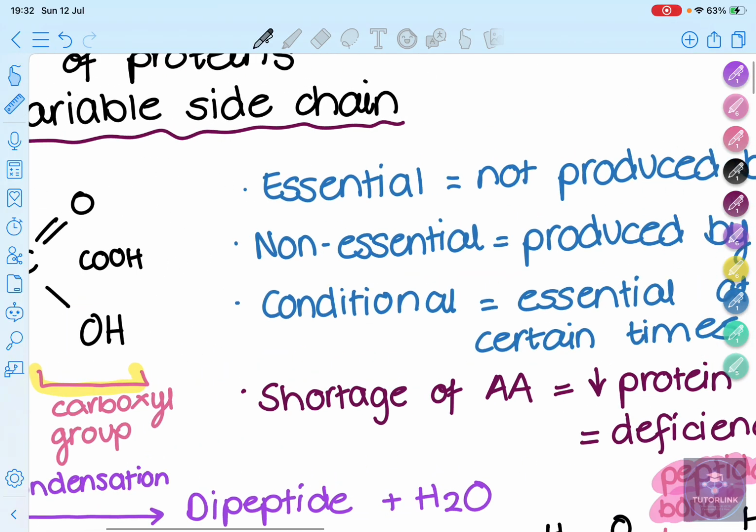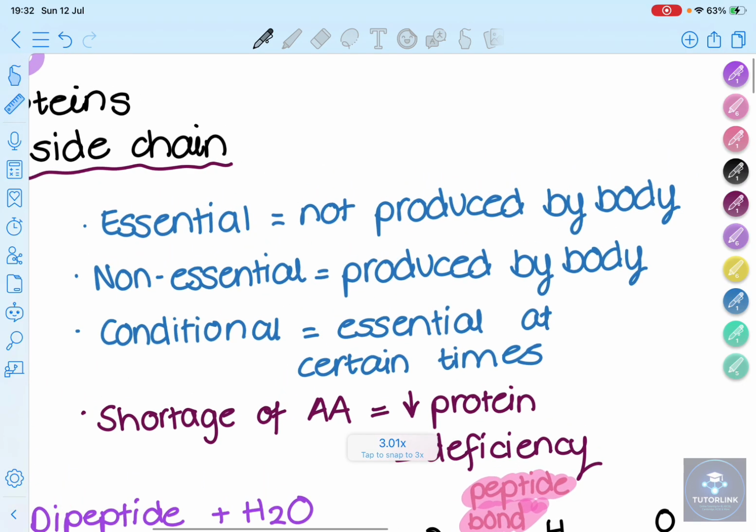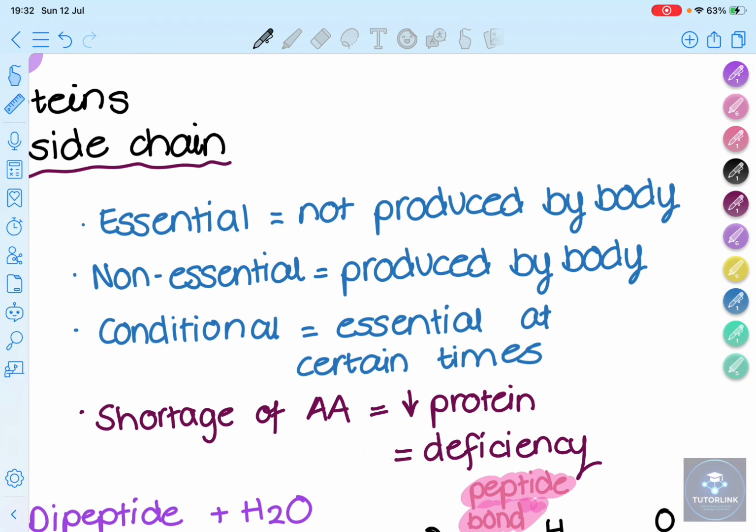Okay, so when we look at the types of amino acids, we basically have three types. First of all, we have essential amino acids. They're essential, meaning that we need them in our diet because they are not produced by the body. So because we don't produce them, we need to get them from the food we eat. That's why they're called essential. Next type is non-essential. So this is basically the complete opposite. These amino acids, we produce them naturally, so we therefore don't need them in our diet.